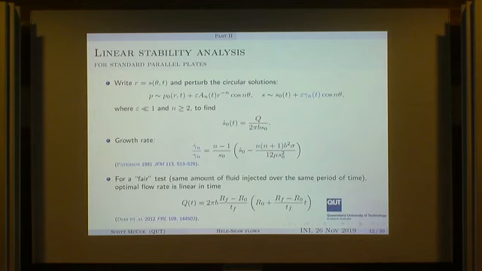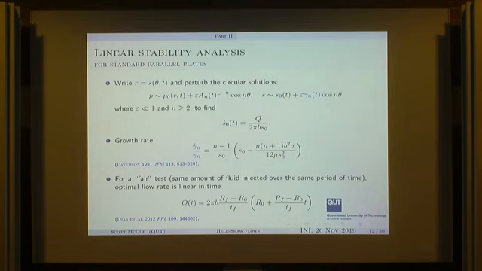Okay, so something that I want to talk about, if I have time, is the context here: what if you could try to change one of the features of this traditional experiment, and you want to control, suppress the fingering instabilities? Well, if you want to suppress the fingering, then one option is just to change the flow rate.